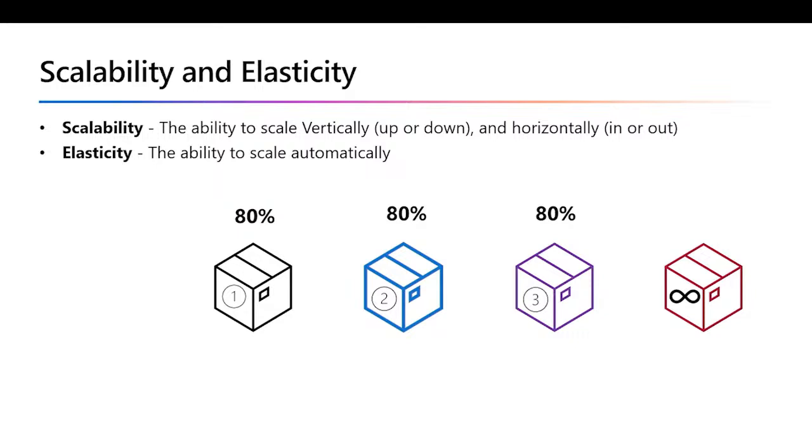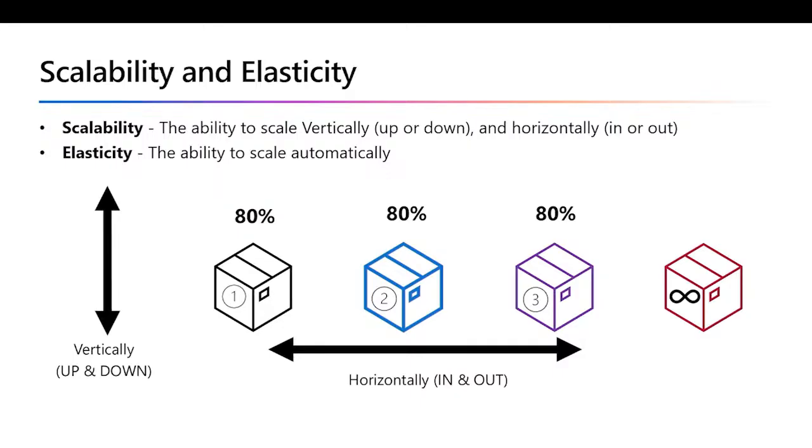So to recap, scaling vertically is about increasing or decreasing the size of the compute, and scaling horizontally is about increasing or decreasing the number of compute environments. And elasticity is about doing all of this automatically.